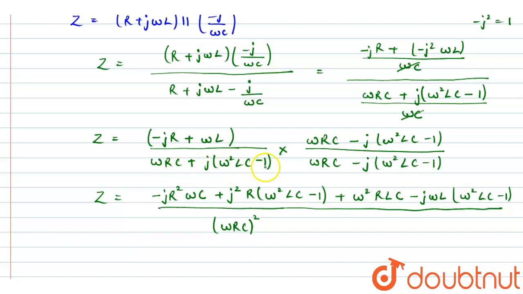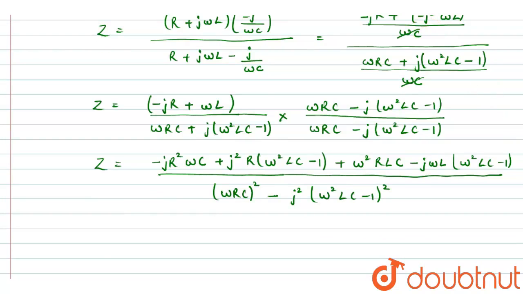This would become, a plus b into a minus b would be a square minus b square, so we have here minus j square into omega square LC minus 1 whole square. So let me write it further. Z will be equal to, now equating the real and the imaginary portions. Here we can replace j square by minus 1. These two parts are the real part, so I can write here omega square into RLC, and this would become minus 1.